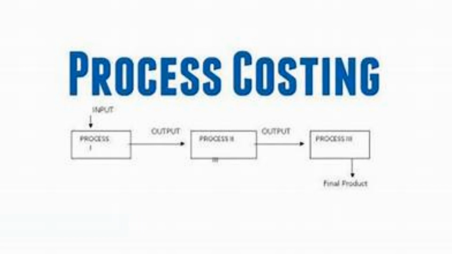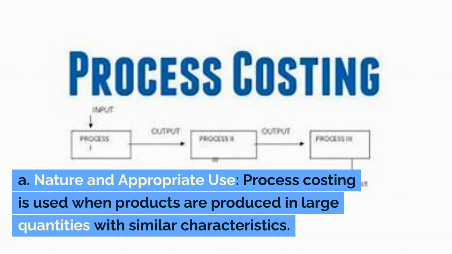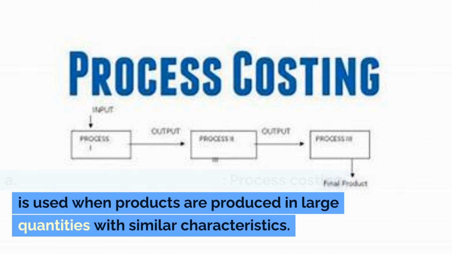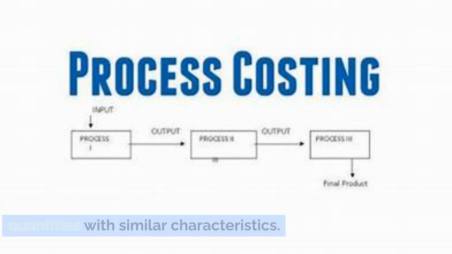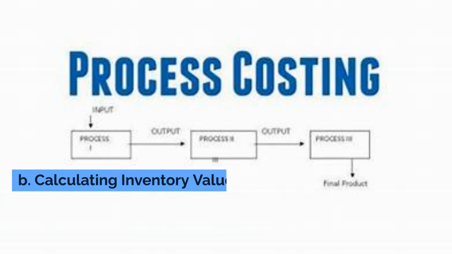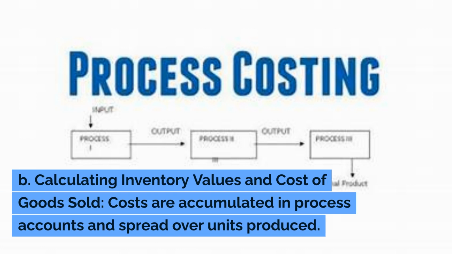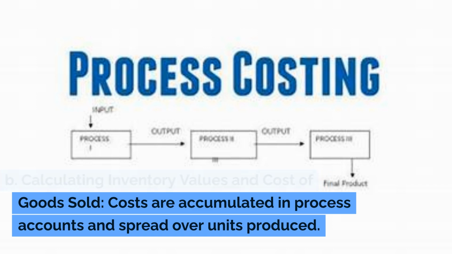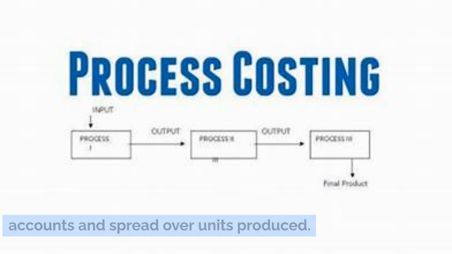Process costing. A. Nature and appropriate use. Process costing is used when products are produced in large quantities with similar characteristics. Costs are averaged across all units. b. Calculating inventory values and cost of goods sold. Costs are accumulated in process accounts and spread over units produced.